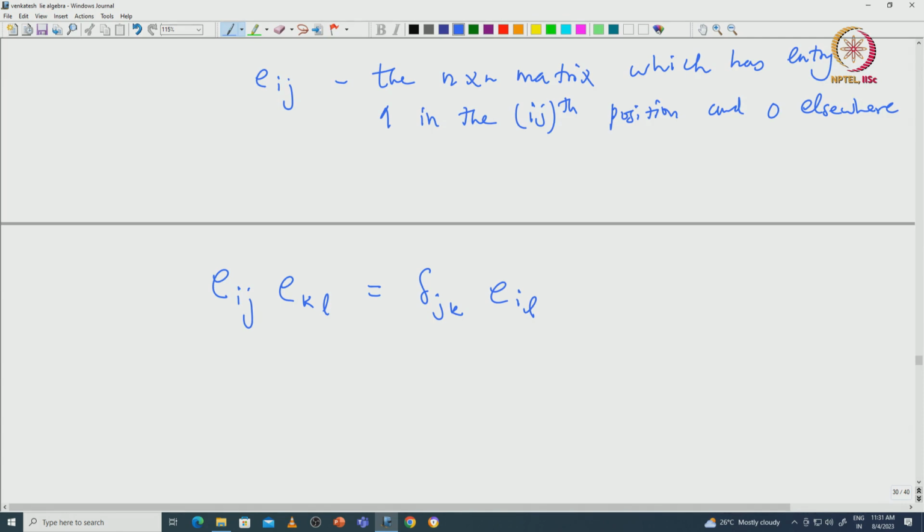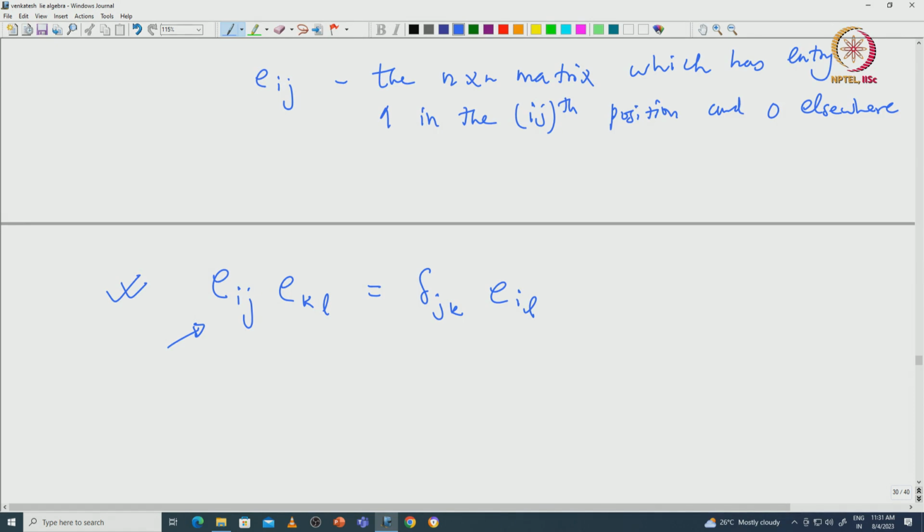Either you can, the one best way to prove this is to think of this E_ij as an operator acting on C^n, and then matrix multiplication corresponds to the composition of linear maps. Using that you can easily prove this. So, this I will leave as an exercise.